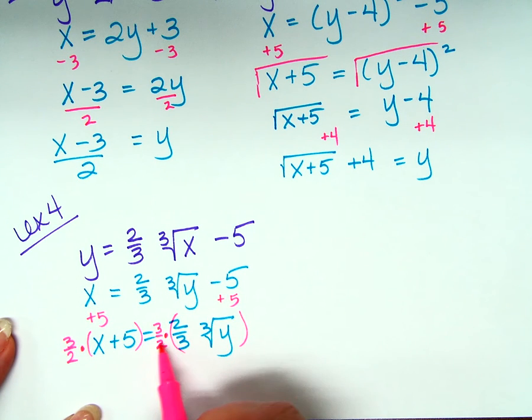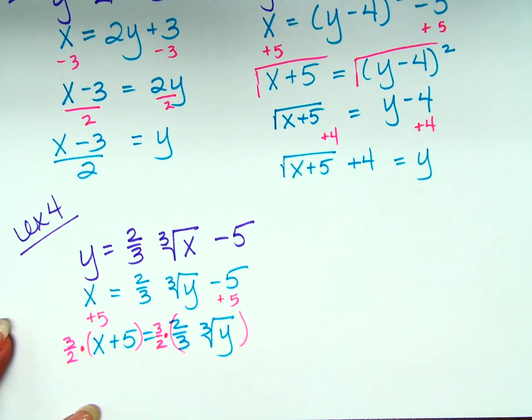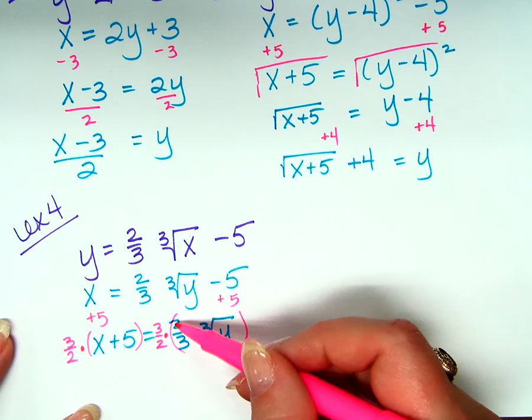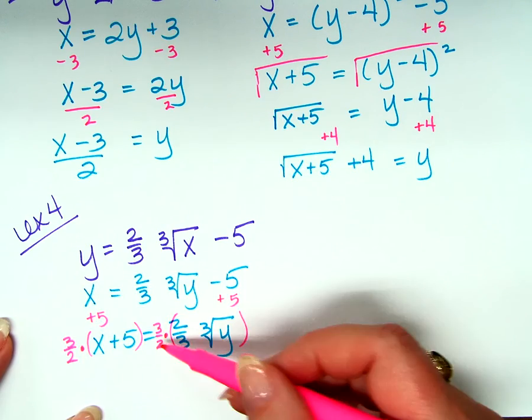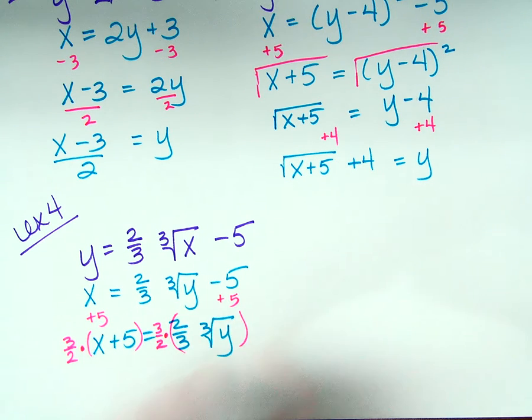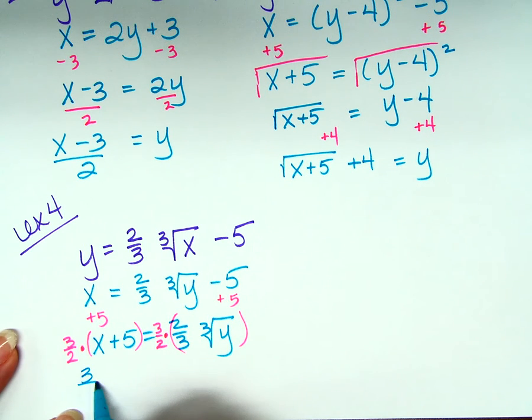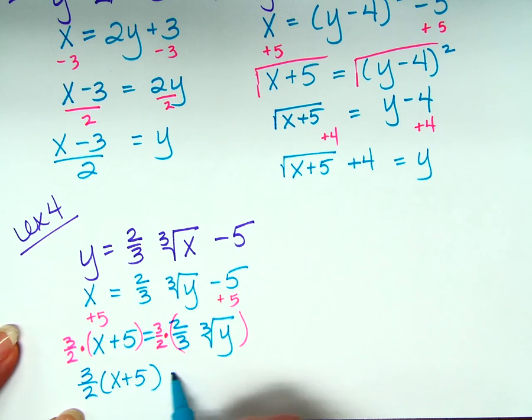Well, what happens here? That's just 6 over 6. 6 over 6 is 1. That's why we choose the reciprocal. We flip it over and multiply by that, because that gets us a value of 1. That means that's gone. So on the left-hand side, we have 3/2 times x plus 5. And on the right-hand side, we have the cube root of y.